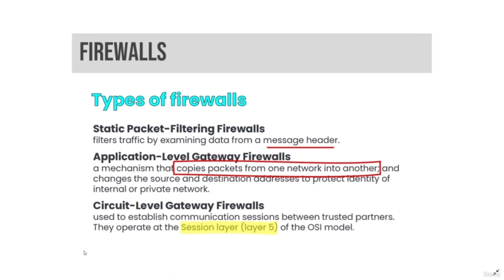Circuit-level gateway firewalls are used to establish communication sessions between trusted partners. They operate at the session layer, or layer 5 of the OSI model.